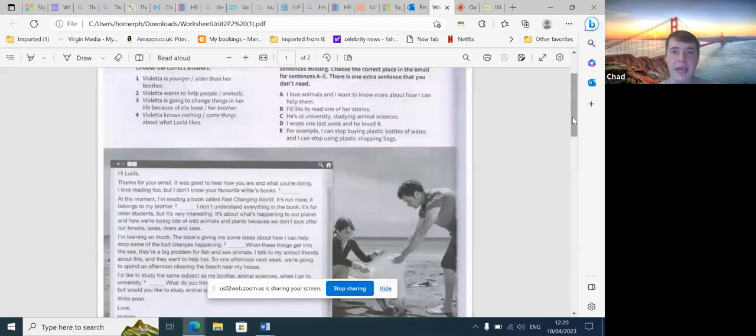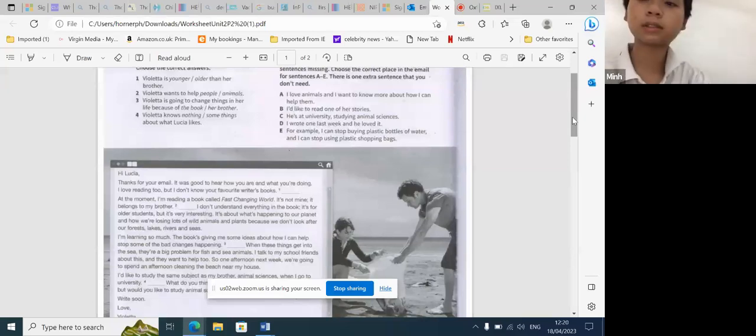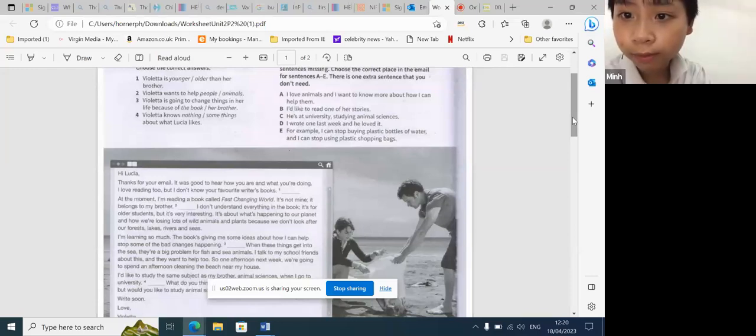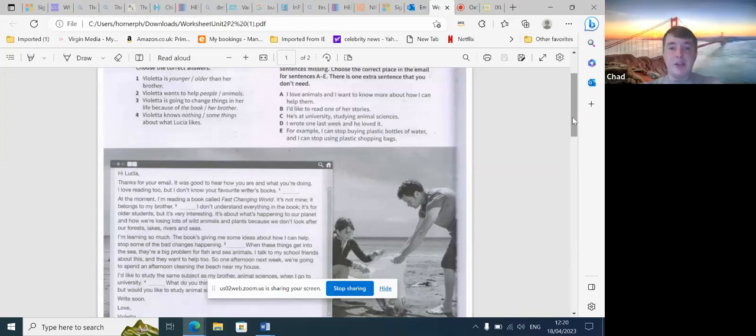Okay, number 2. I'm reading a book called Fast Changing World. It's not mine. It belongs to my brother. He's at university studying animal sciences, I guess. Yes, so he's at university studying animal sciences.